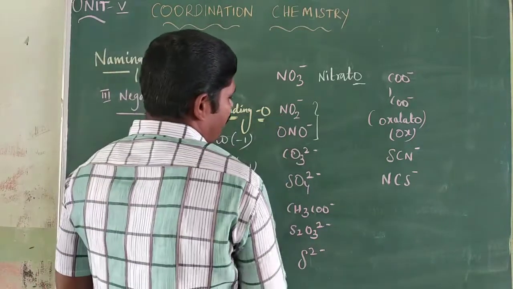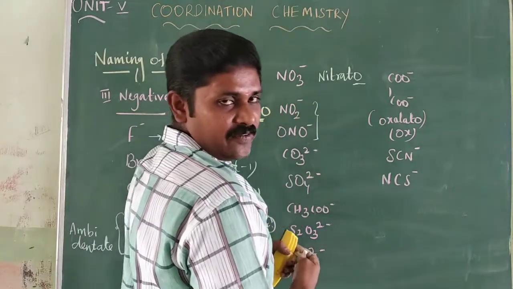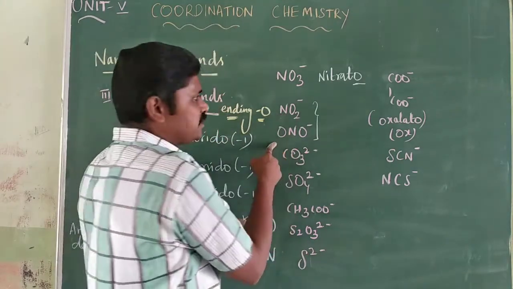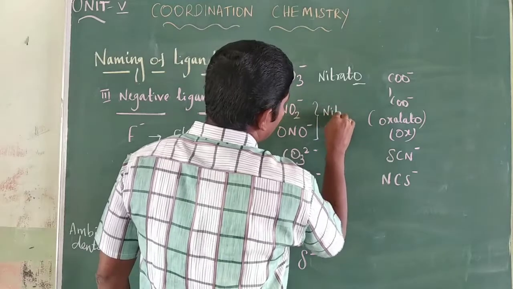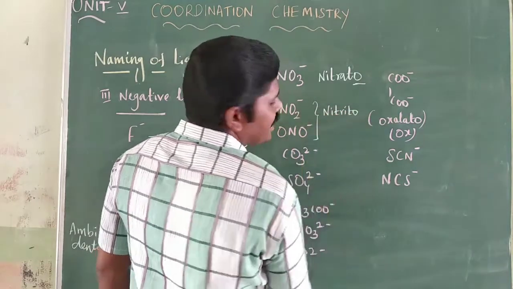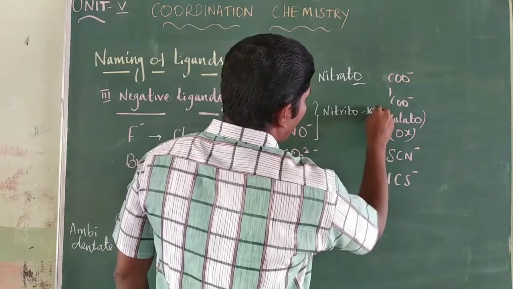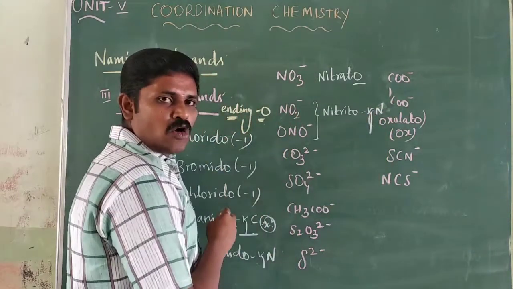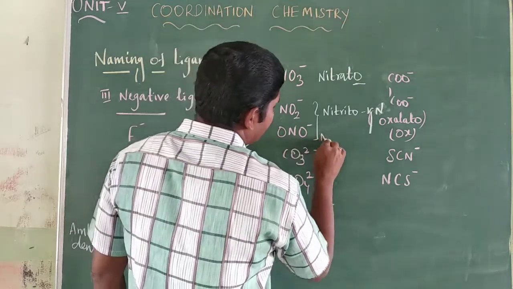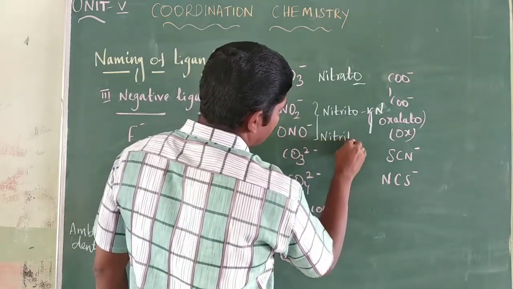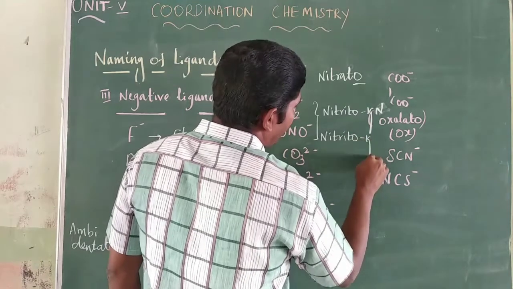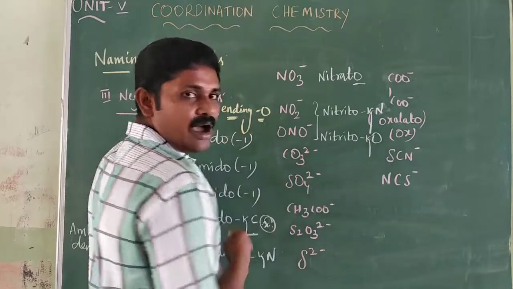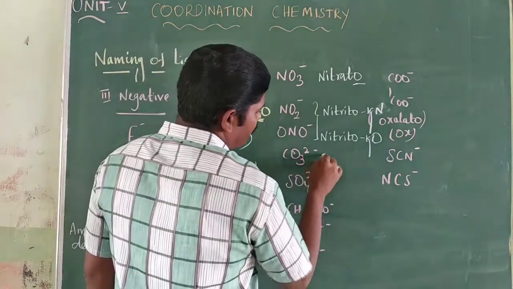Both are ambidentate ligands with the same number of each element but different donor atoms. Donor atom nitrogen, donor atom oxygen: nitrito. NO2 minus is nitrito kappa N. ONO minus is nitrito kappa O. Kappa nitrogen, kappa oxygen.